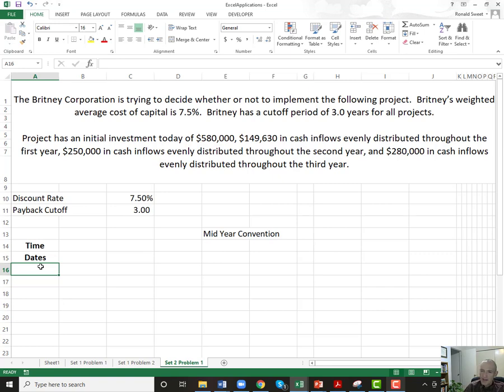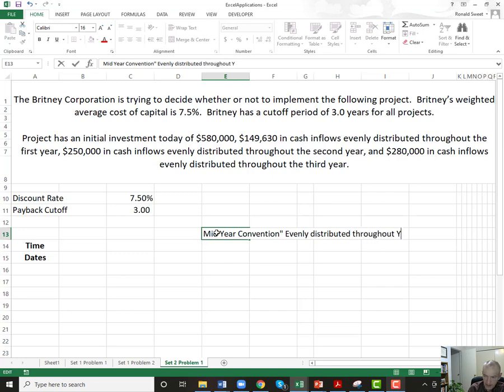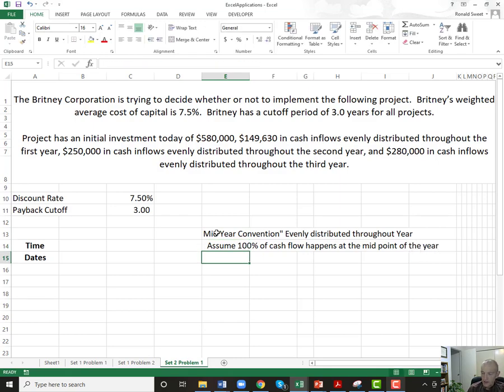So what we're going to do is, if it's evenly distributed throughout the year, and I may have some typos here, what are we going to do? We're just going to assume 100% of the cash flow happens at the midpoint of the year. So if it's year 1, let's assume to be time 0.5. Year 2 is assumed to be time 1.5.